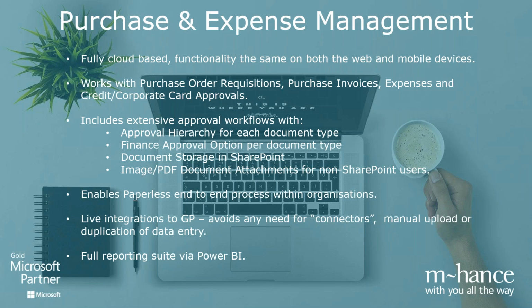Around that we have extensive workflows around the approval. So we can have an approval hierarchy for each document type. You can have multiple levels in your approval hierarchy within your organisation, with different values and different approvers for a purchase requisition or an invoice than for an expense, for example, because obviously your invoices and your order requisitions are going to be higher values than your expenses.